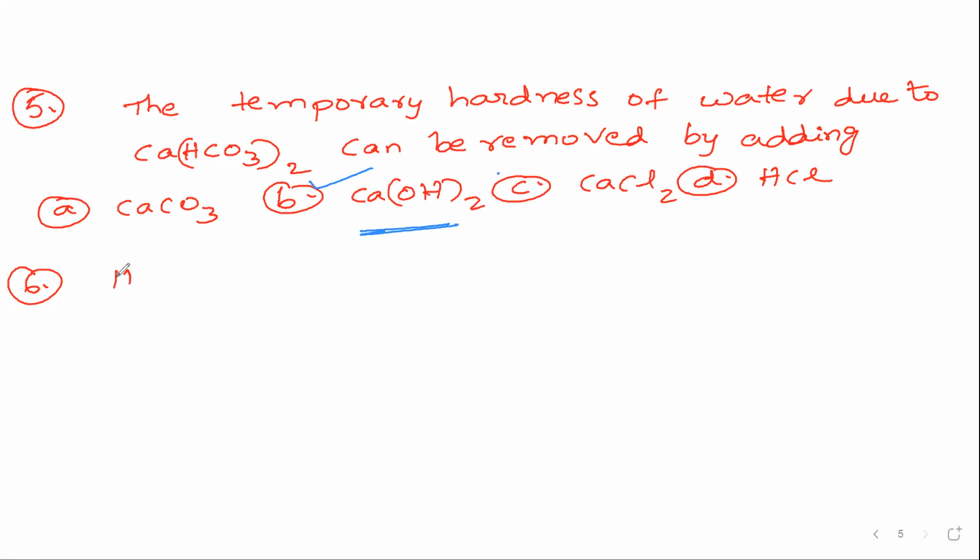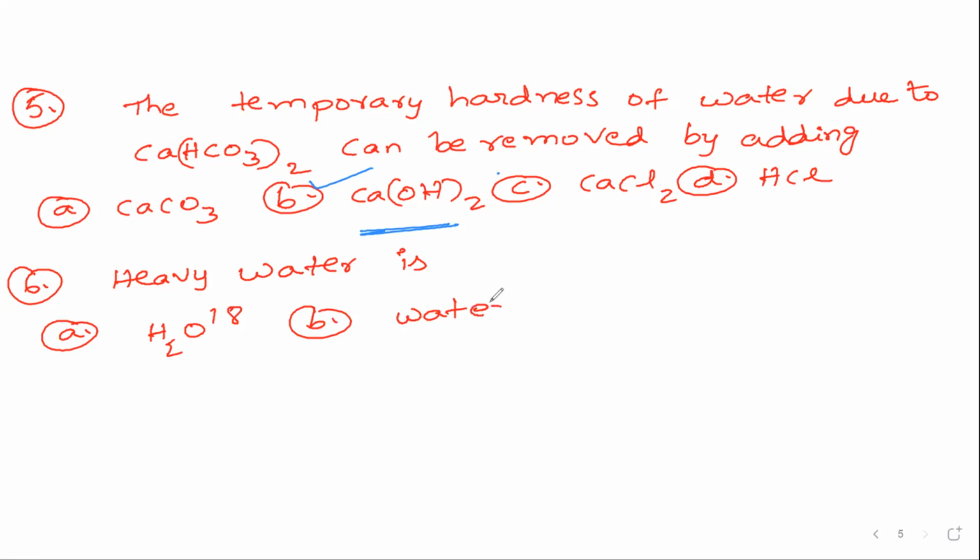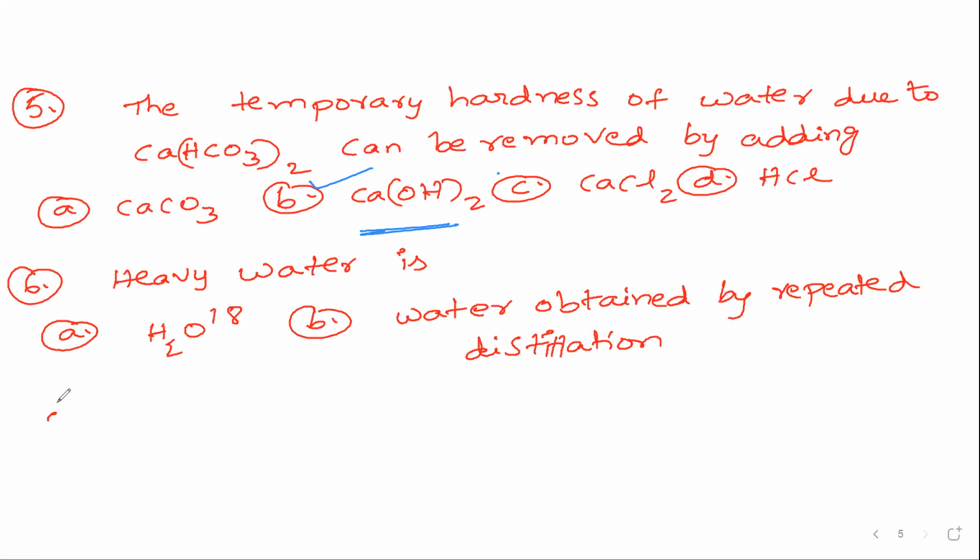Heavy water is option A, H2O 18, option B, water obtained by repeated distillation, option C, it is D2O, and option D, it is water at 4 degrees C.